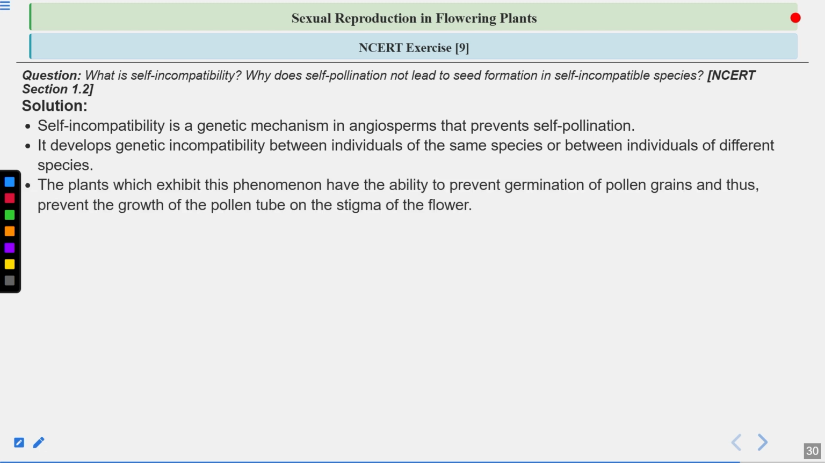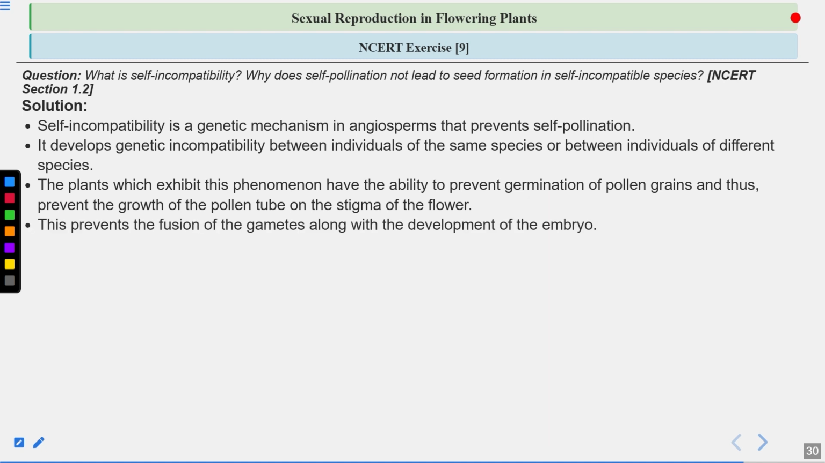The plant which exhibits this phenomenon has the ability to prevent the germination of the pollen grain and thus prevent the growth of the pollen tube on the stigma of the flower. So if they are not allowing the pollen grain to germinate on the stigma, then there is no question of development of the pollen tube. If there is germination, then only the pollen tube will be formed. And if there is no germination, then how could the pollen tube be formed, right?